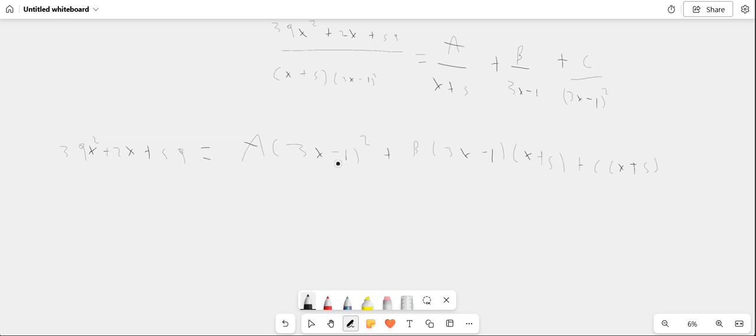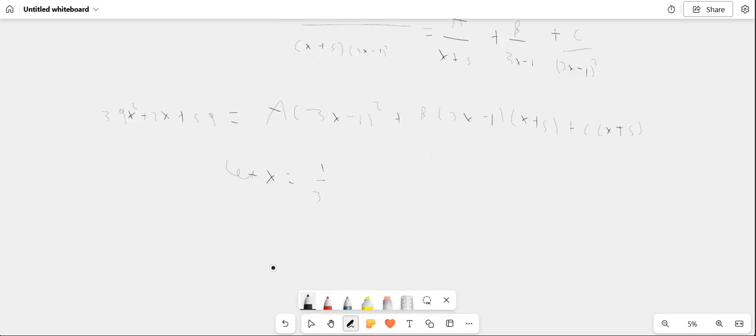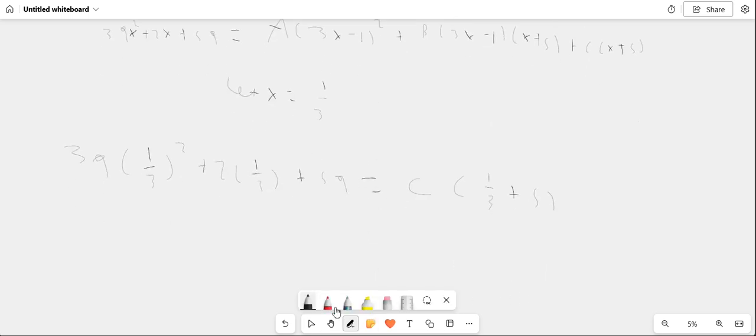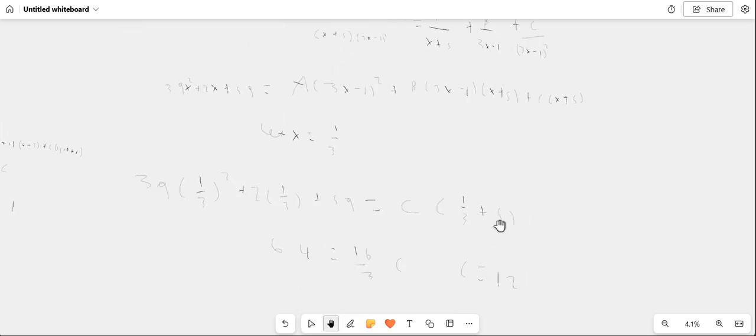To get rid of 3x minus 1, I'm going to let x equal 1 over 3. If I put 1 over 3 into here, 3 times 1 over 3 is just 1, and 1 minus 1 is 0. So I'll put that into the left hand side: 39(1 over 3) squared plus 2(1 over 3) plus 59 is equal to, obviously, A is going to cancel, B is going to cancel, so we're just left with C. So that's C(1 over 3 plus 5). On the left hand side, we just got 64. On the right hand side, we've got 16 over 3 C. So therefore C is equal to 12. Divide that to that side, and you'll get C is equal to 12.